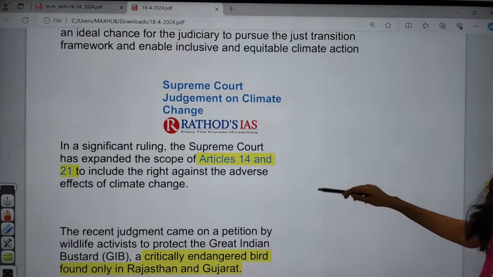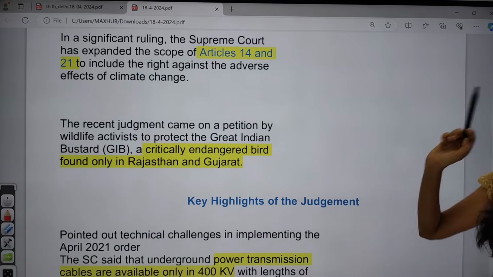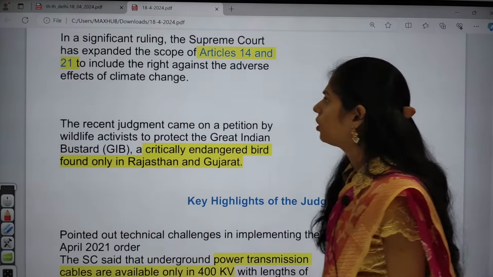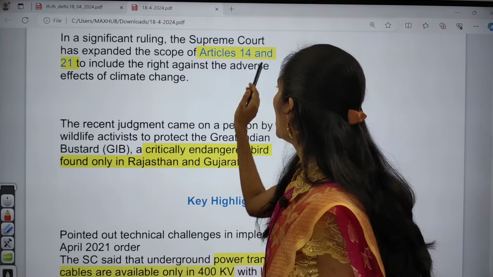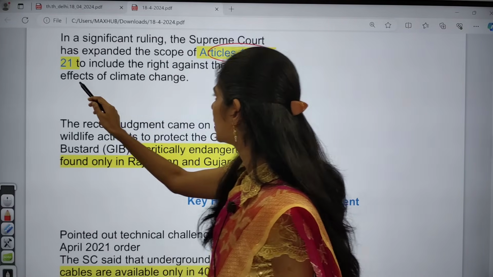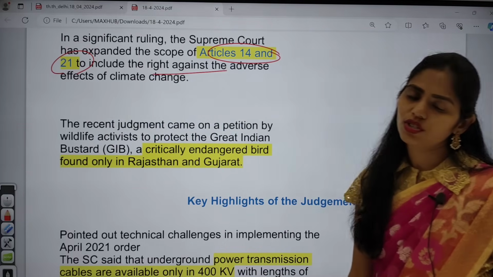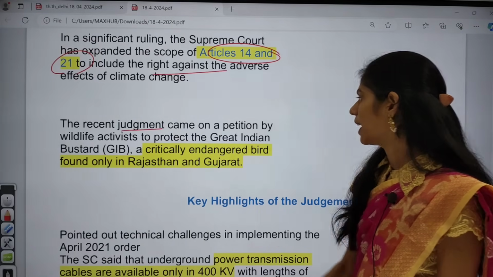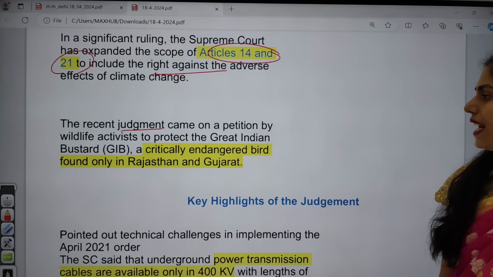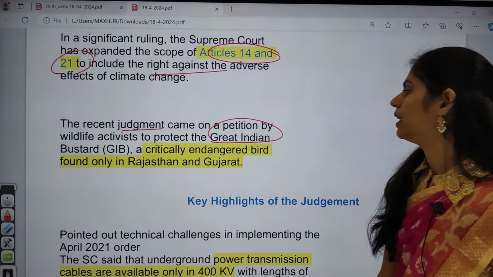So here, this article is talking about the Supreme Court judgment on climate change. Recently the Supreme Court ruled that it increases the scope of Article 14 as well as Article 21, which speak about the right against the adverse effects of climate change. This recent judgment came on a petition by a wildlife activist who wants to protect the Great Indian Bustard.